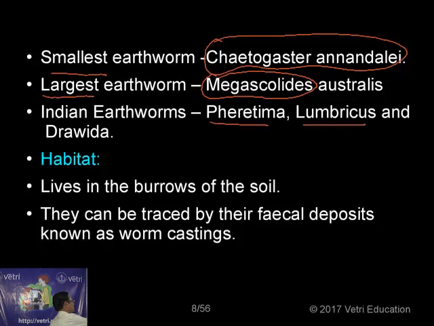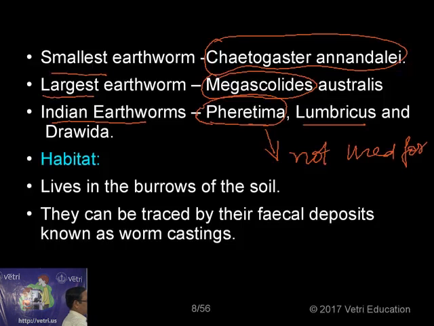Now we are using earthworms for vermiculture to get the compost or vermicompost, the organic manure. One question in the question paper: which one of the following earthworms is not used for vermiculture? The answer is Pheretima. It is not used for vermiculture to make the vermicompost. So culturing of earthworms to get the vermicompost, the manure.